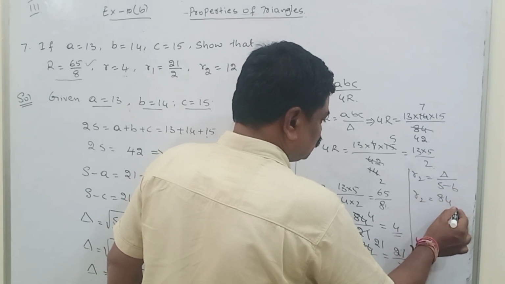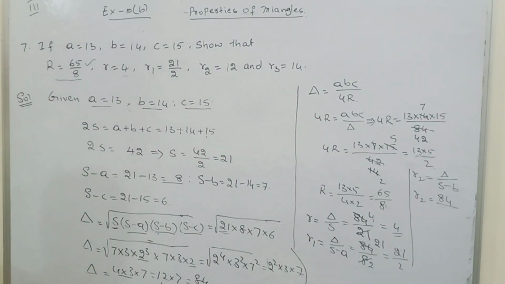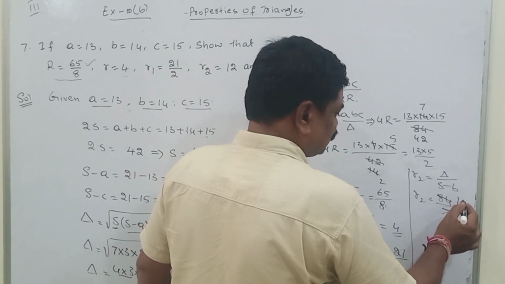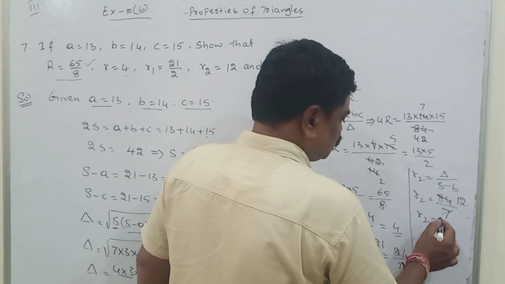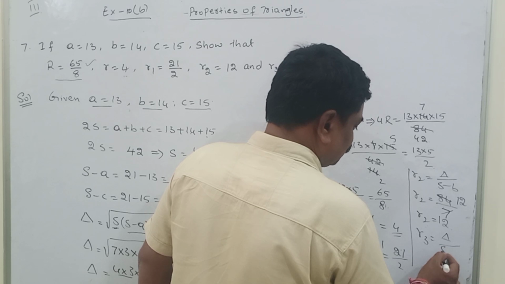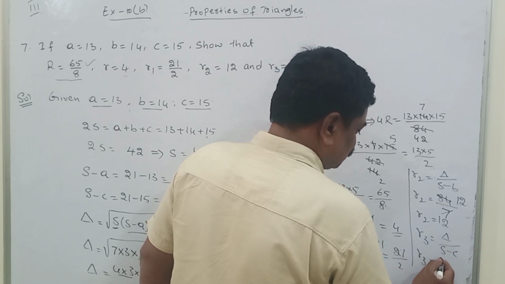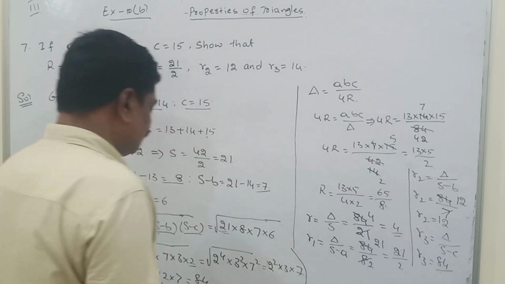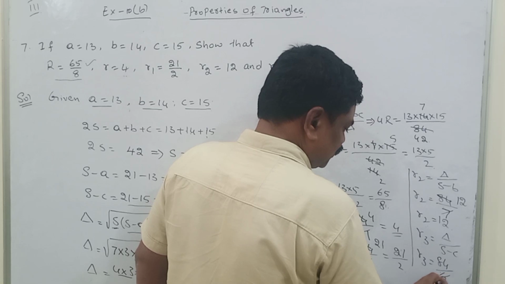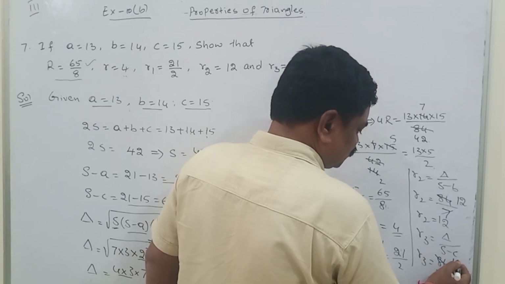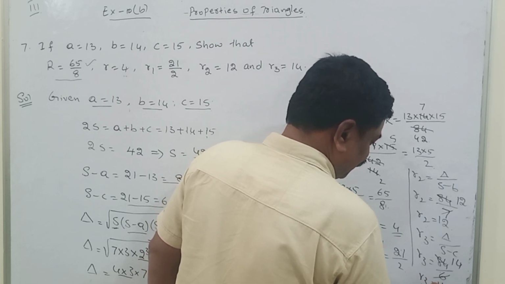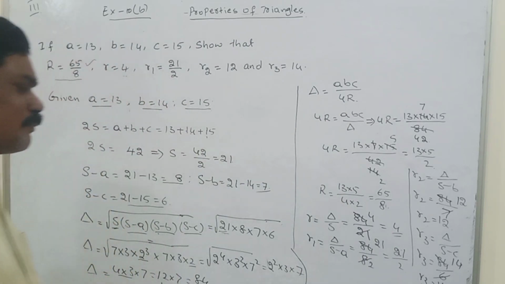Again you find R2 is equal to delta by S minus B. R2 is equal to 84 by, what is S minus B here? 7. So R2 is equal to 12. R3 is equal to delta by S minus C. R3 is equal to 84 by, S minus C is 6. So 6 into 14 is 84. R3 is equal to 14.